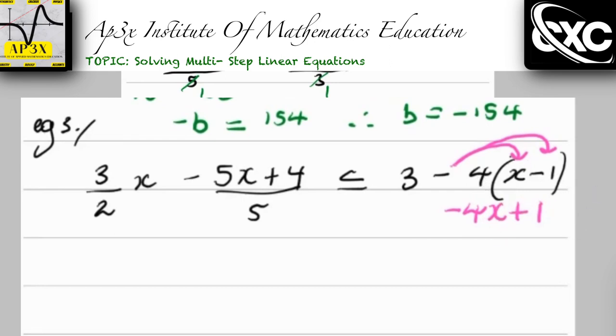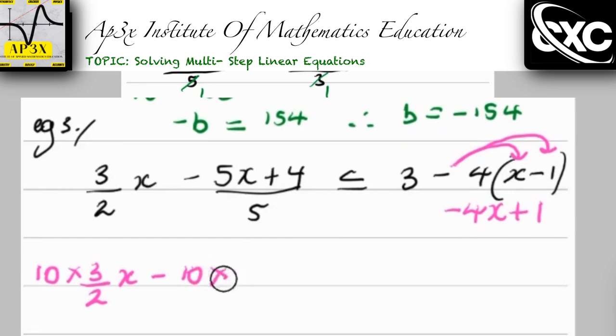All right, so here we go. The LCM here is 2 and 5, so that's 10. So I'm going to use the 10 to multiply, say here, the 3 over 2 x, and then we're going to use the 10 to multiply the 5x.